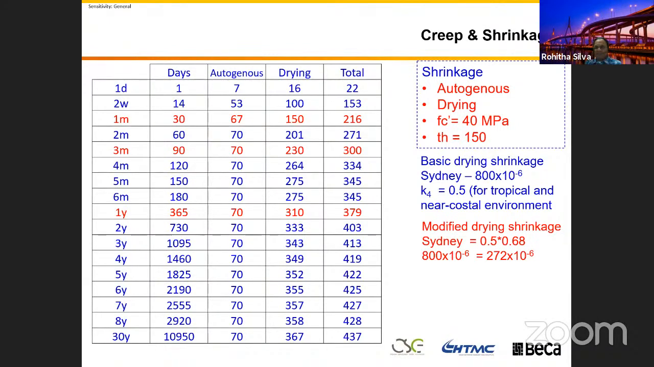After 30 years, the shrinkage value becomes 437. After 1 month, more or less 50% of the total is finished. At 3 months, 300 over 437 is about 69 or 70% finished. At 1 year, which is within the duration of most bridge construction, more than 87% has occurred.